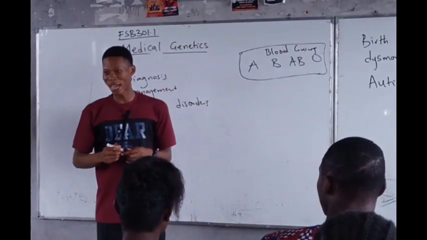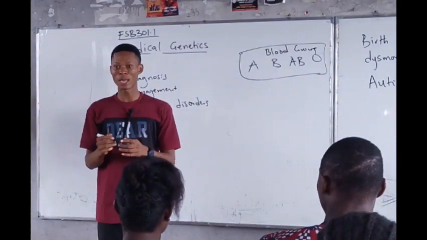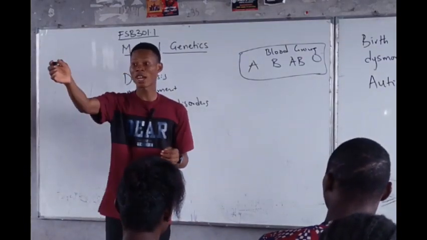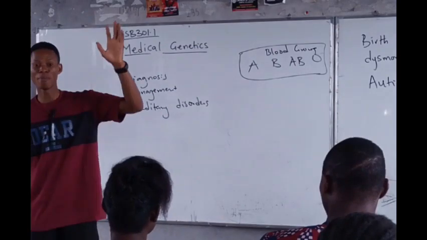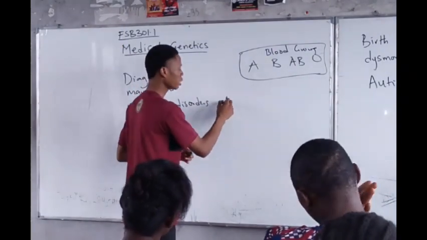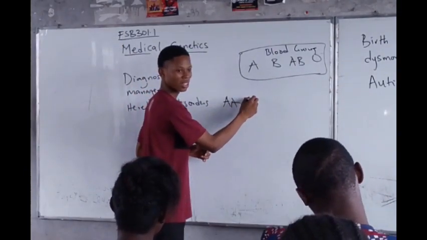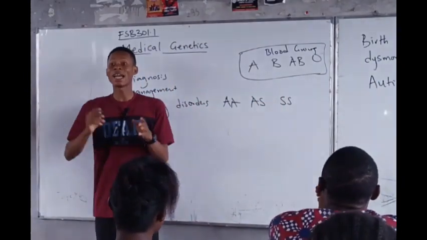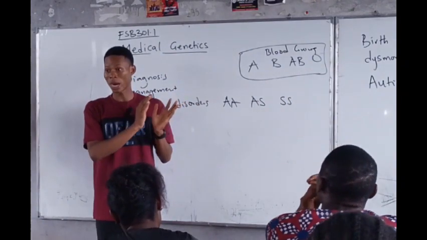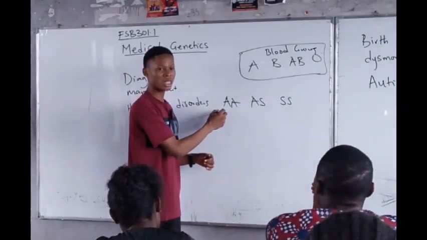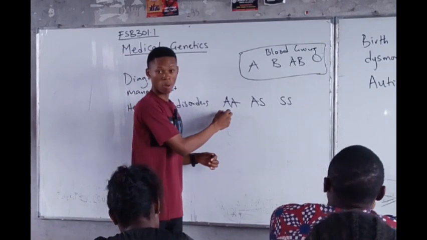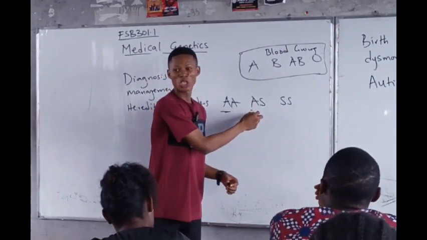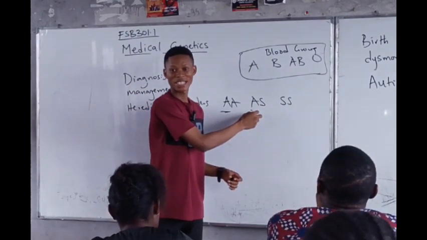Now, talking about genotype. How many common genotypes do we have? Okay, that is 3. Name them. AA, AB, AS, SS. Good. There are other ones, but these are the common ones. Now, AA, we said they are normal, right? Normal human beings like me. AS, they are carriers, right?